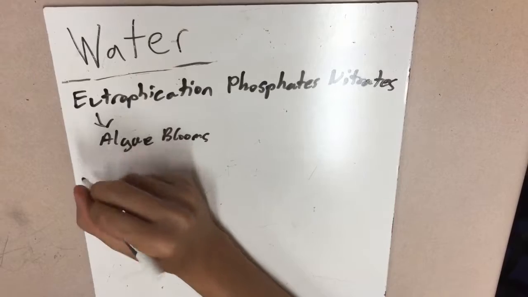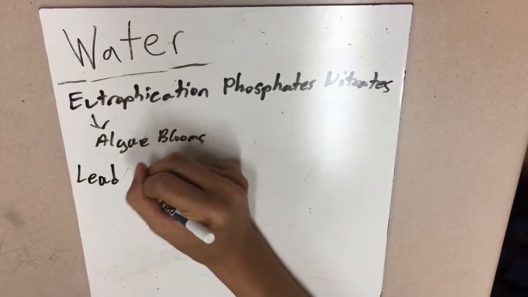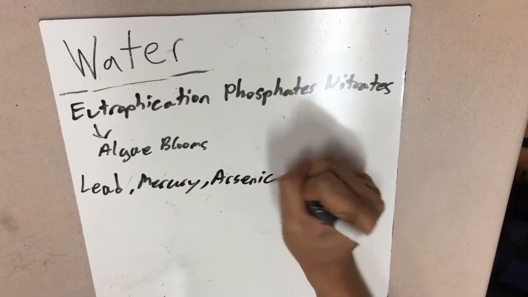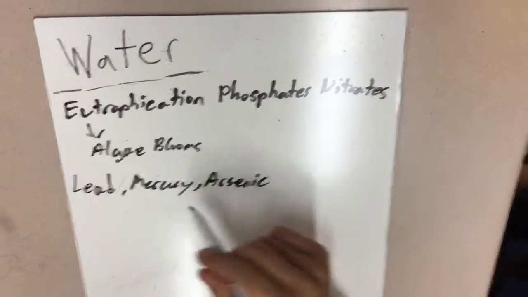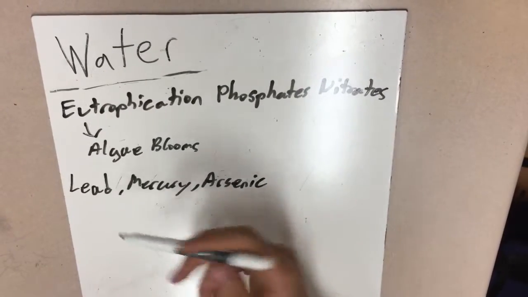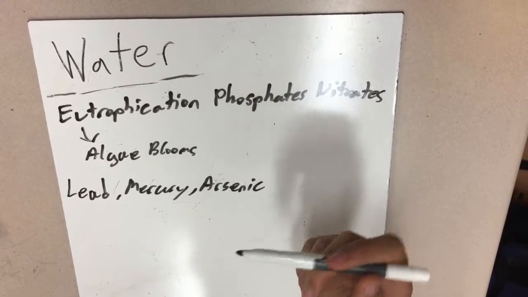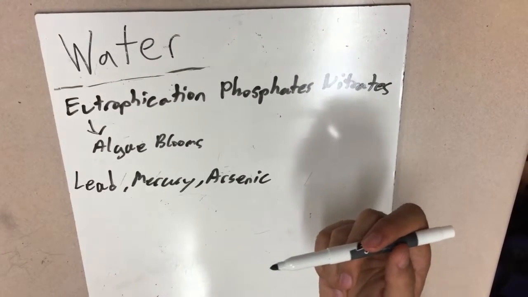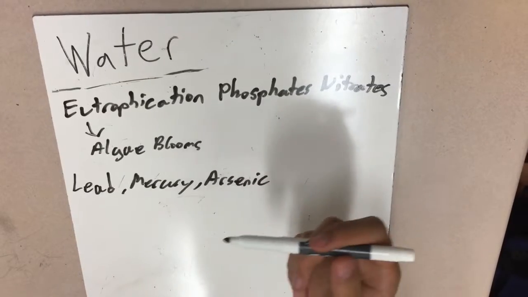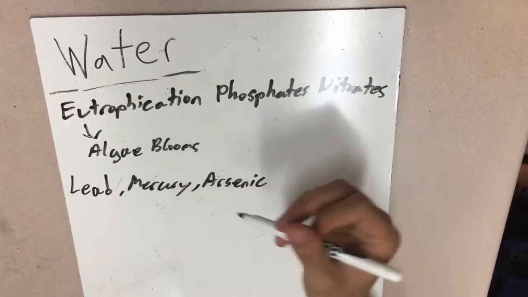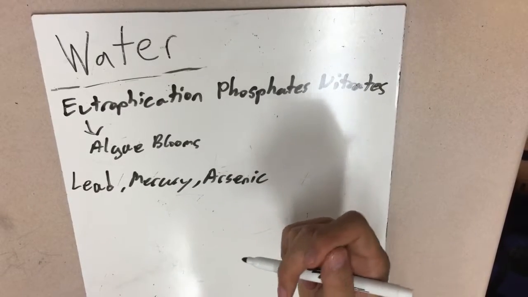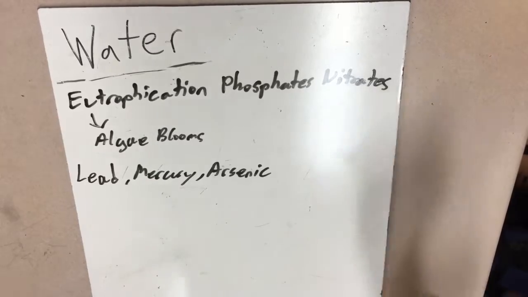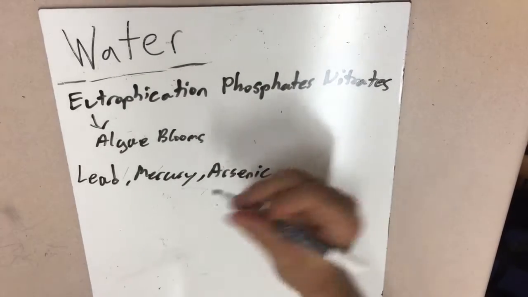So also we have heavy metals such as lead, mercury, and arsenic. And these are all detrimental to human health. Lead can cause birth defects or developmental defects. Arsenic is really toxic to the human nervous system. And mercury also can bioaccumulate in the human body. And all of these can get into the water supply by runoff from factories or other pollutant sources. And these can also bioaccumulate.